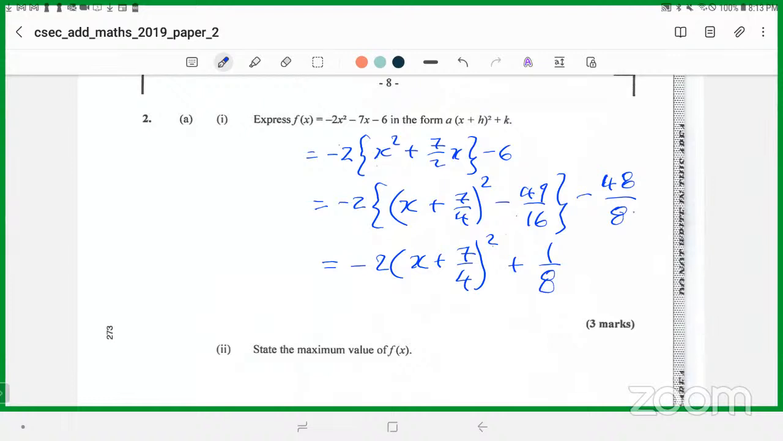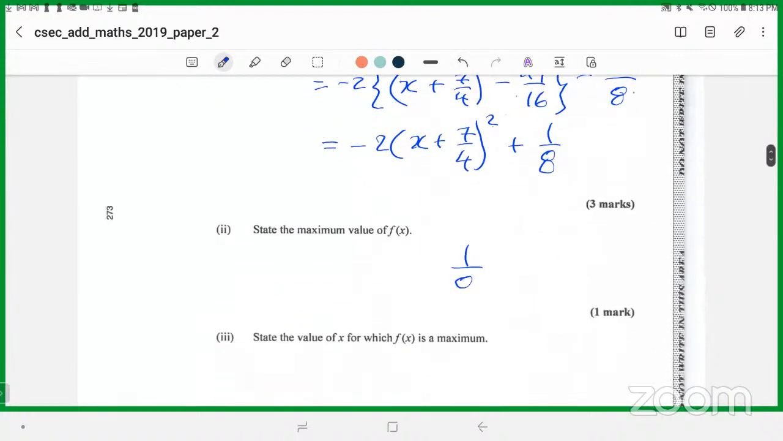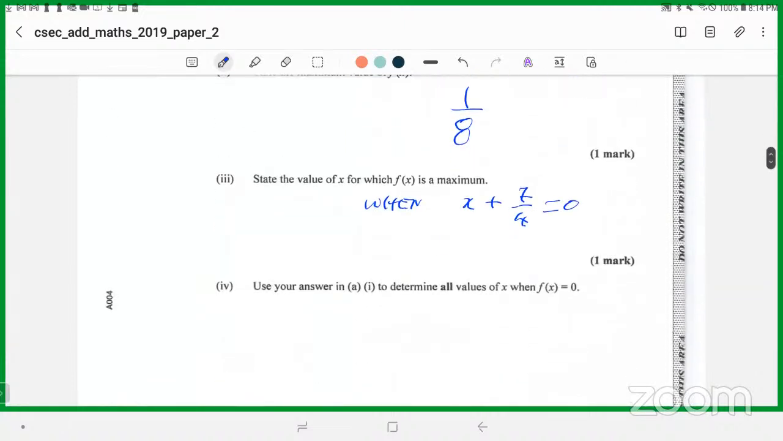Yes, sir. Good. State the maximum value. Bang! 1 over 8. Just state it. And let's write it here so you know, 1 over 8. 1 mark for that. So state the value of x when it's the maximum. Maximum when this inside equals 0. It is when x plus 7 over 4 equals 0, or you could just state it and write x equals negative 7 over 4.